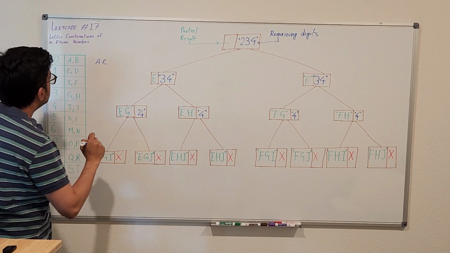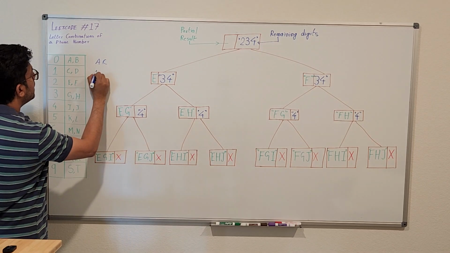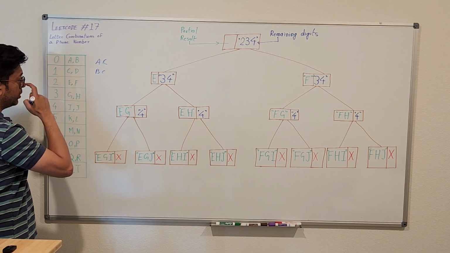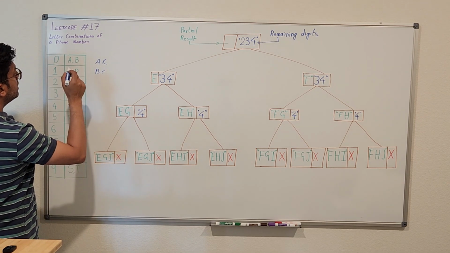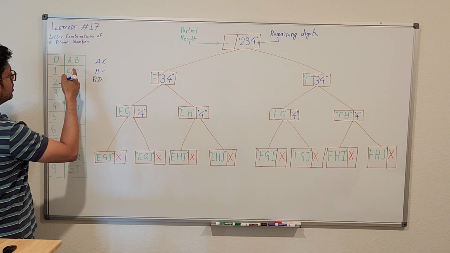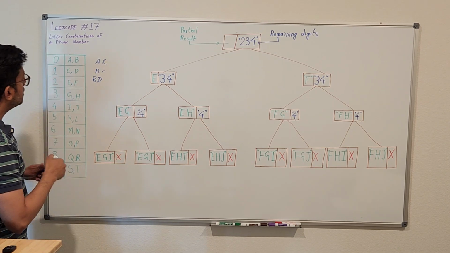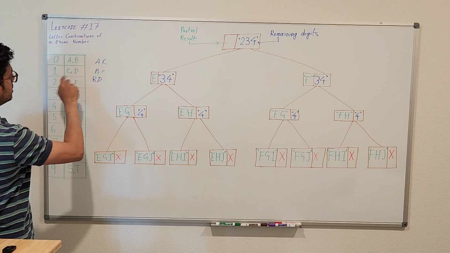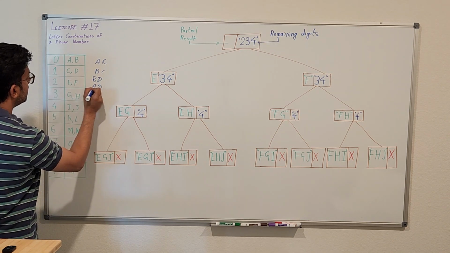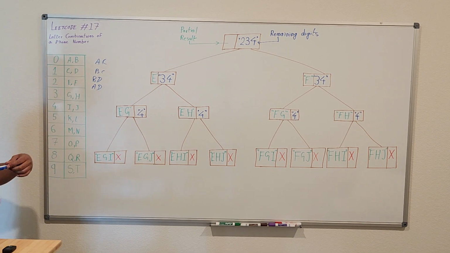That is 0, 1. What if I say BC? B is 0, C is 1. That is 0, 1. What if I say BD? B is 0, D is 1. That is 0, 1. And there is, let's see, AC, BC, BD, AD. AD. That's again 0, 1. So there's 4 ways you can do that.